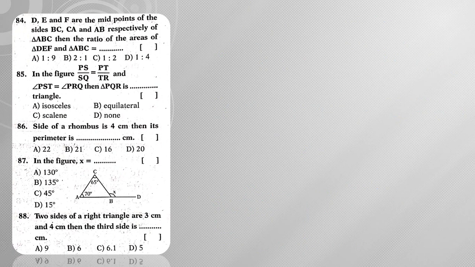Right, next, 84th question. D, E, F are the midpoints of sides BC, CA and AB respectively of triangle ABC. Then the ratio of the areas of... So this type of question we have already discussed. There is a triangle ABC in which D is the midpoint of BC, E is the midpoint of AC and F is the midpoint of AB. Now when we join these three midpoints, I am going to form four triangles.